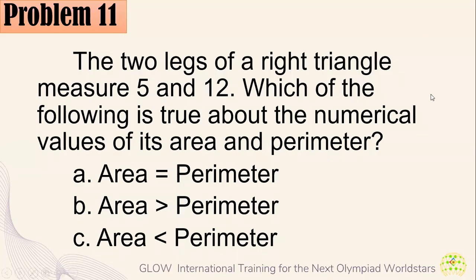All right, let's move on to problem number 11. The two legs of a right triangle measure 5 and 12. Which of the following is true about the numerical values of its area and perimeter? Is it A, they are equal, B, greater than, or C, less than? Which of these do you think is correct? So let's reveal the solution now in 3, 2, and 1.